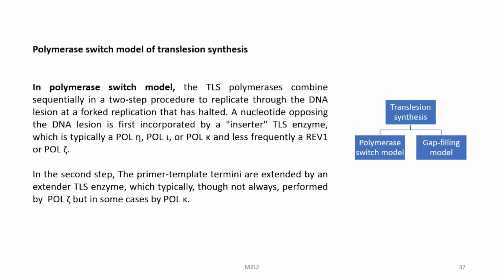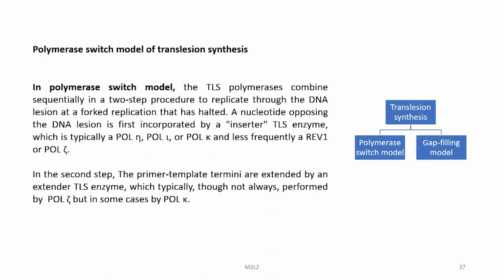Let us discuss the polymerase switch model of translesion synthesis. The other model is the gap filling model. In the polymerase switch model, the TLS polymerases combine sequentially in a two-step procedure to replicate through the DNA lesion at a forked replication that has halted. A nucleotide opposing the DNA lesion is first incorporated by an inserter TLS enzyme, which is typically Pol iota and Pol kappa, and less frequently Rev1 or Pol zeta.